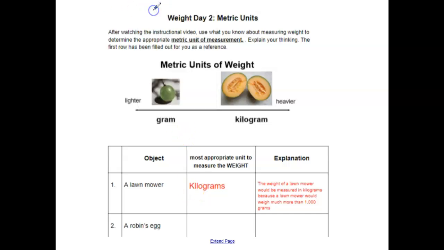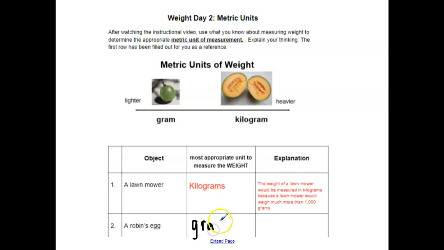What about a robin's egg? So a robin's egg I know is very, very small. So I know that it would weigh much less than 1,000 grams, much less than a kilogram. So I know I would use grams. What could I say for my explanation?